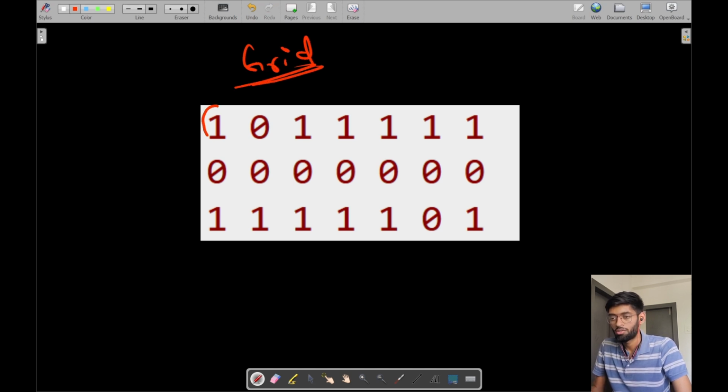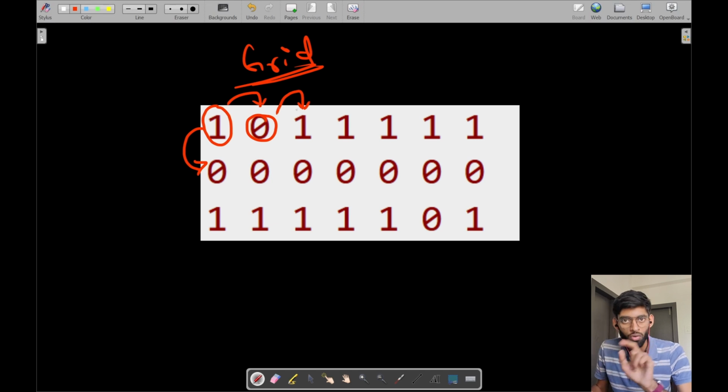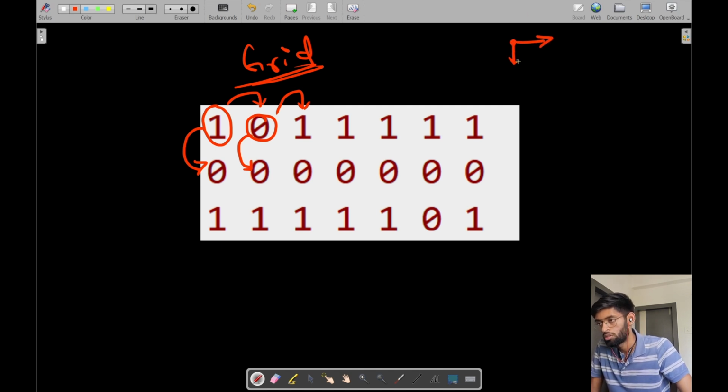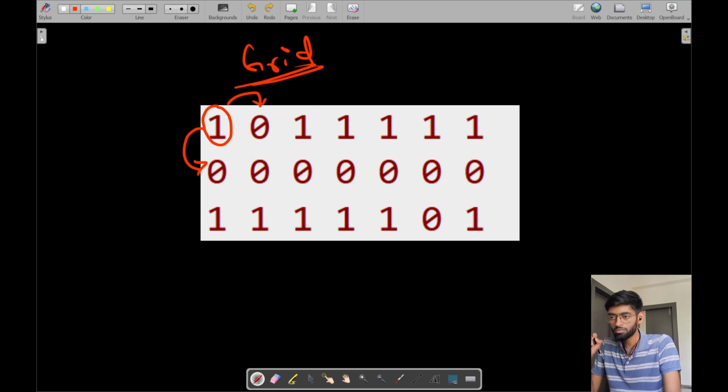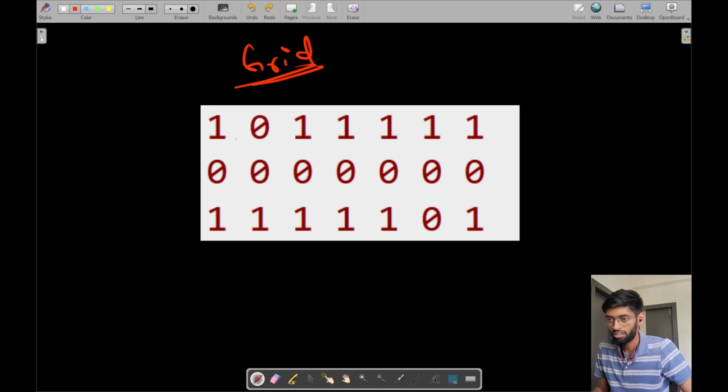Initially we are standing on this point and in each move I can either go into this one or into this one. If I go to this one, again there are two possibilities. I can go to the next element in the same row or I can go to the next element in the same column. So standing on this one, either you can go on this side or you can go on this side. These are the only possibilities that we are allowed to move in such a manner.